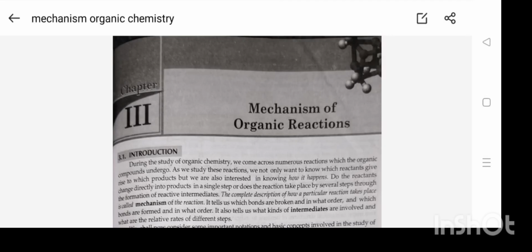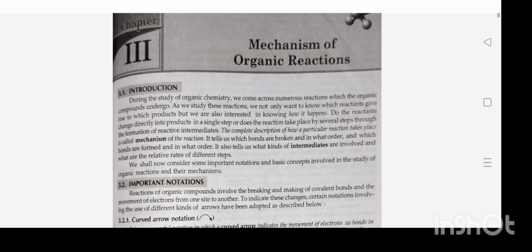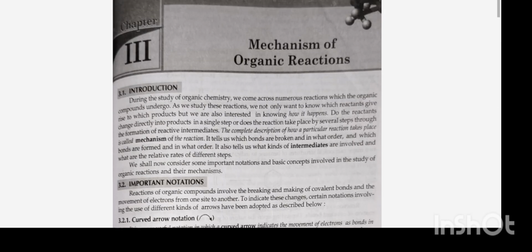Today we will discuss chapter number 3, Mechanism of Organic Reactions. Introduction. During the study of organic chemistry, we come across numerous reactions that organic compounds undergo. As we study these reactions, we not only want to know which reactant gives rise to which product, but we are also interested in knowing how it happened.